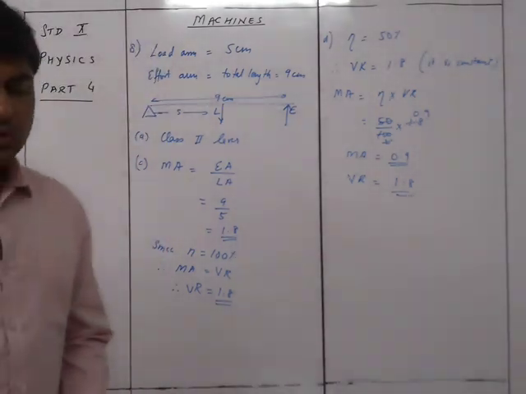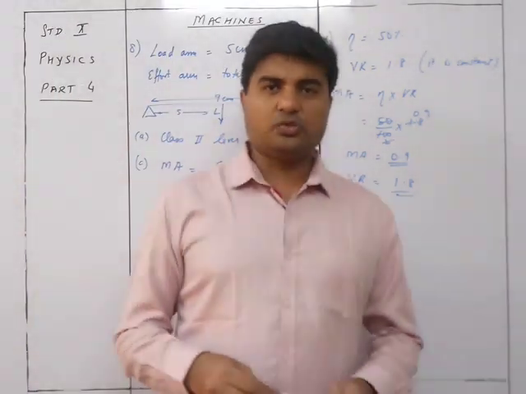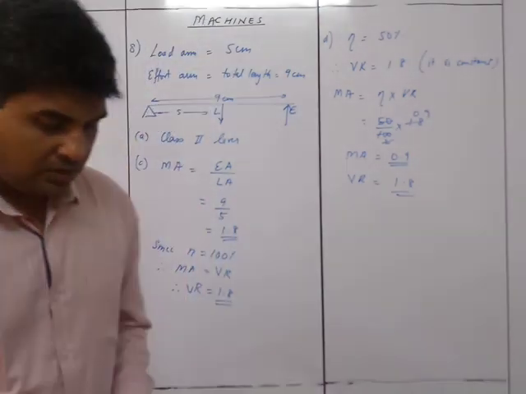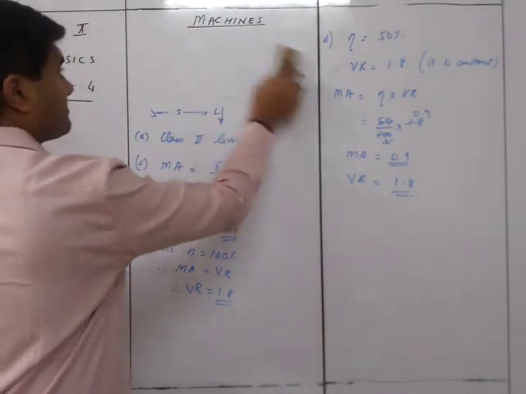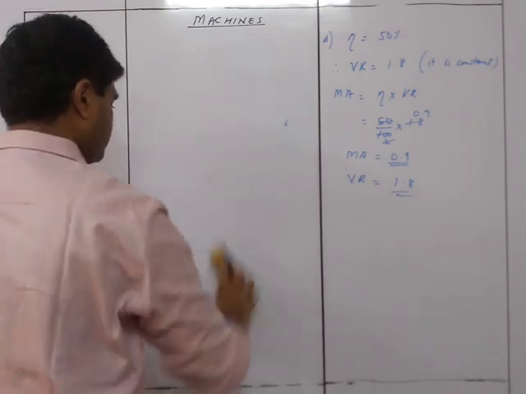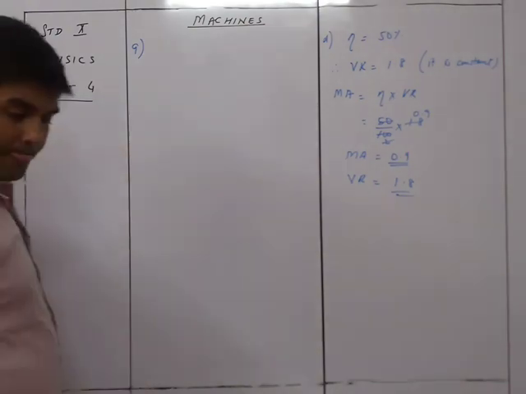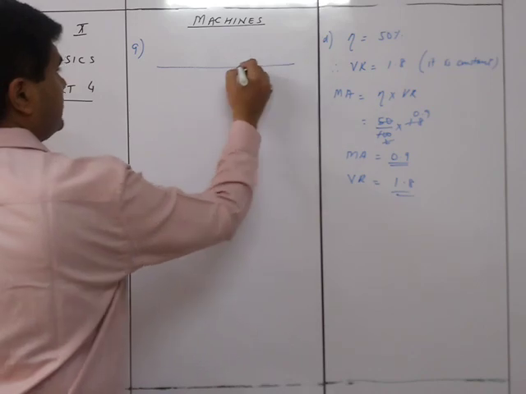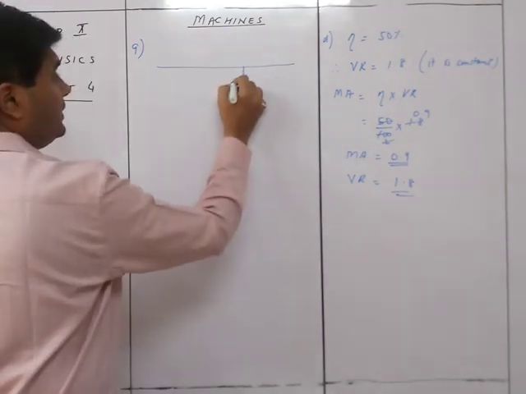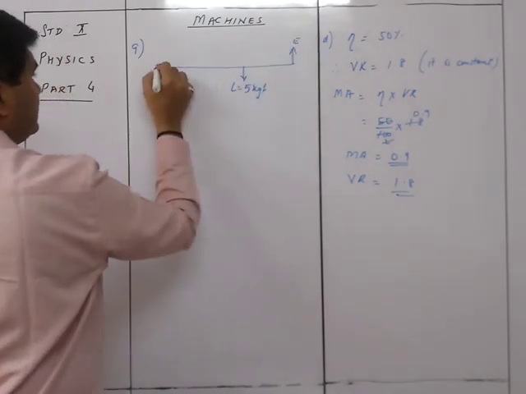Clear? Quite easy sums. Only very specific kinds of formulas are there, so nothing difficult as such. Right, we move on to sum number 9. Here we go with sum number 9. They have given you a particular figure which is like this, wherein the load is acting over here. Load is equal to 5 kgf and effort is of course upwards, and this is the fulcrum.